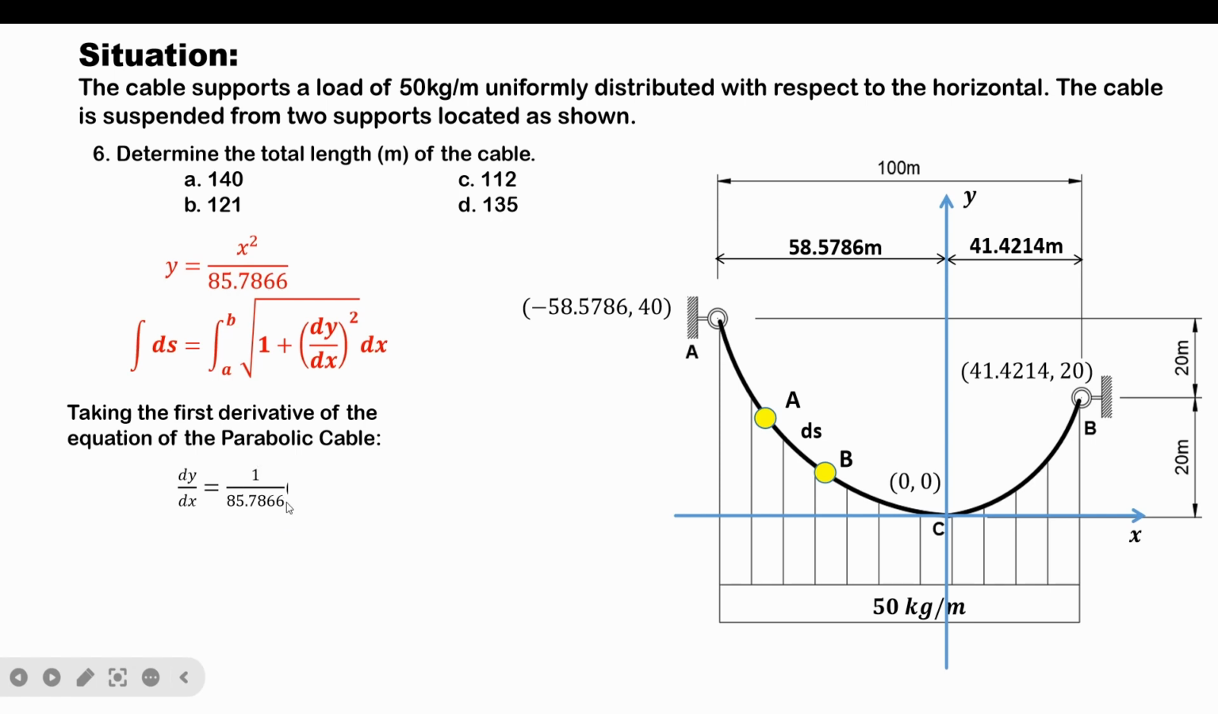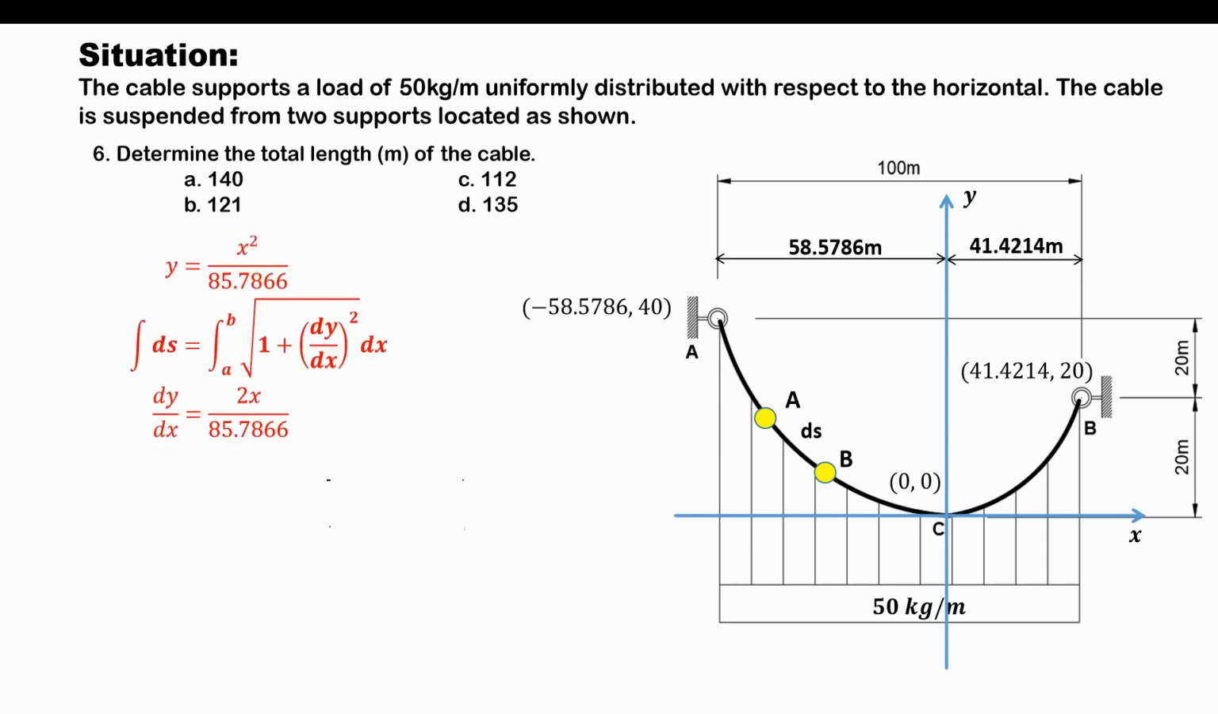85.7866. Basically, this coefficient is also the coefficient of the function of the parabolic cable. And taking the derivative of the differential term here, which is x squared, by using the power rule, we have 2x. By further simplifying this first derivative of the parabolic cable, we have dy over dx equal to 2x over 85.7866.